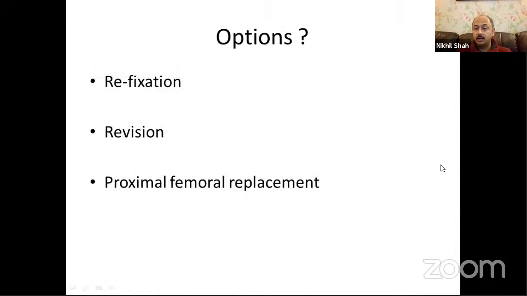So we discussed a lot of these options. What do we do? Do we revise the fixation, or do we revise it with a revision stem, or do we just go straight for a proximal femoral replacement? And we decided to try and preserve the proximal fragment if we can. A proximal femoral replacement is definitely technically a quicker and an easier option.